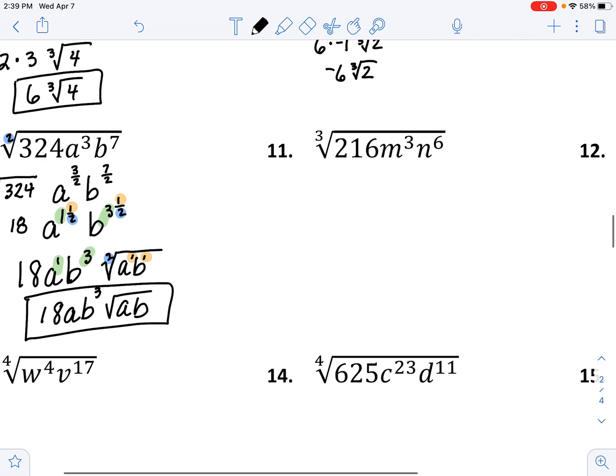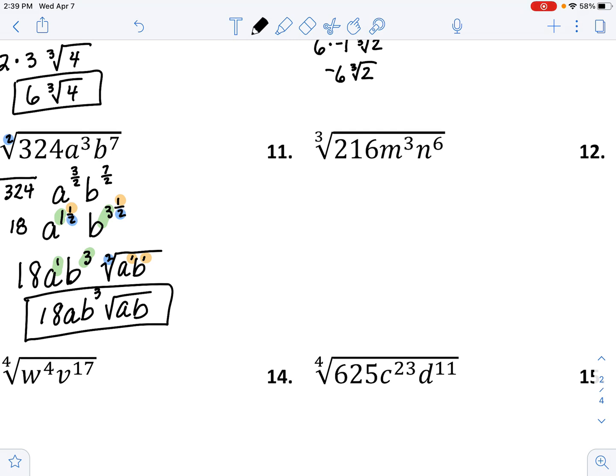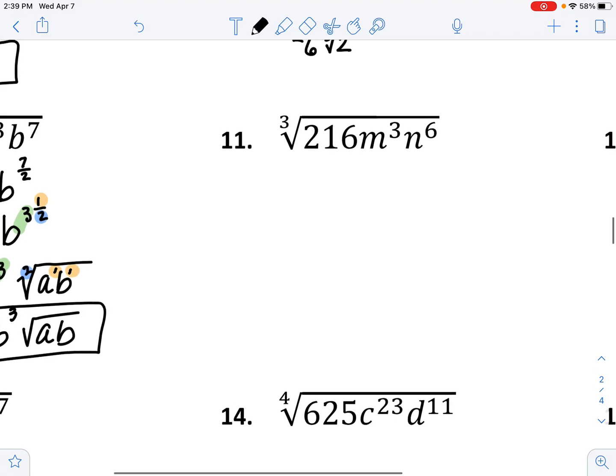All right, next one. Cubed root of 216 m cubed n to the 6th. So actually all of these are perfect cubes. Watch this. Cubed root of 216 is 6. Cubed root of m cubed, some of you might be like, oh, that's m, and you're right. Cubed root of n to the 6th, oh, that's n squared, and you're right. If some of you are getting good at doing it in your head, that's fine. If not, then just write it out, m to the 3/3 n to the 6/3.